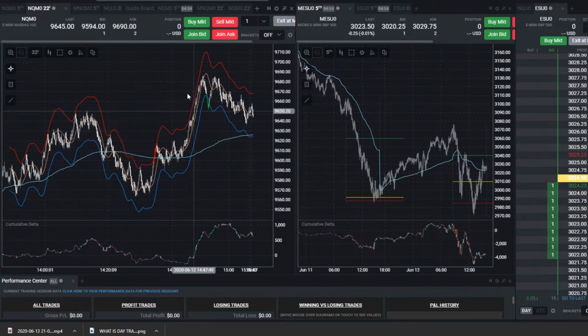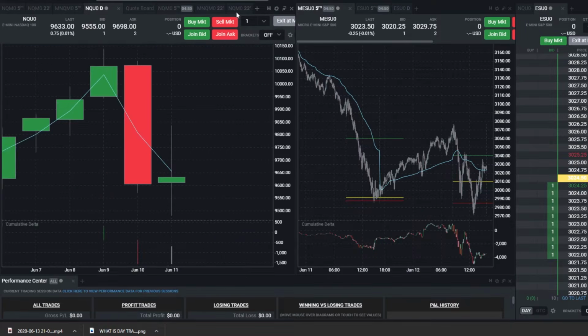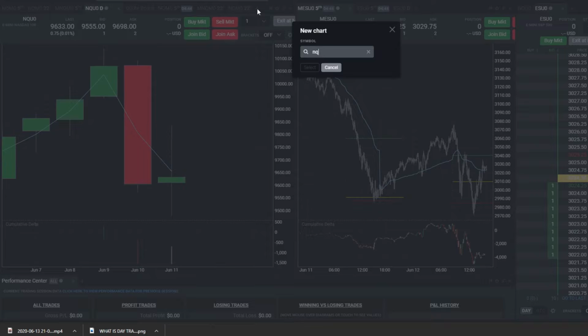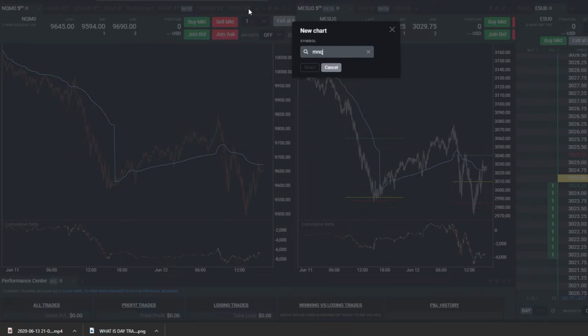When you're looking at a chart, the ticker, which is the letters on the top of your chart so that you can figure out which one you're looking at. So the NASDAQ, when you're on a chart, you'll type in NQ to find the NASDAQ, but if you want to find the micro NASDAQ, it will be the MNQ.